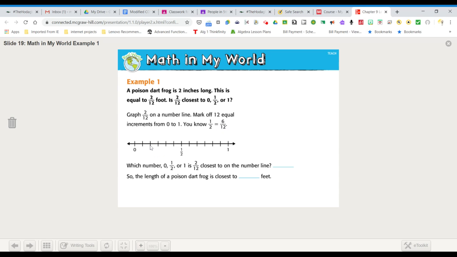1/2 is equal to 6/12. So thinking about that, if a half is 6/12 and we're at 2/12, is it closer to 0, 1/2, or 1?